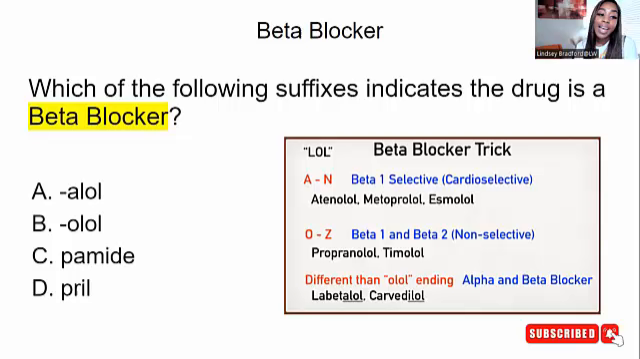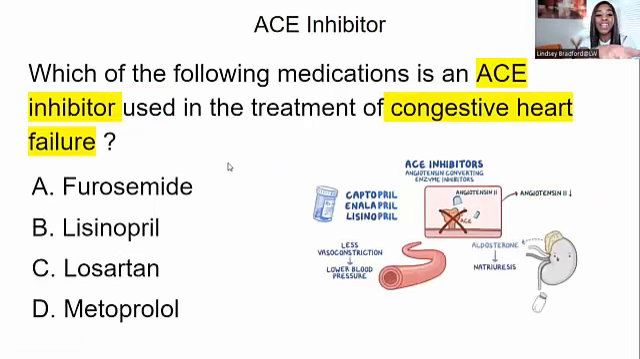Beta blockers, OL, that's the suffix. So what's our answer, friend? Letter B. Look at PRIL down here. What is PRIL? We just talked about PRIL. ACE inhibitor. I know you're paying attention. Look what's coming back. We on track. We are on track today.